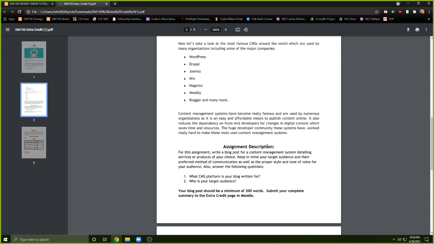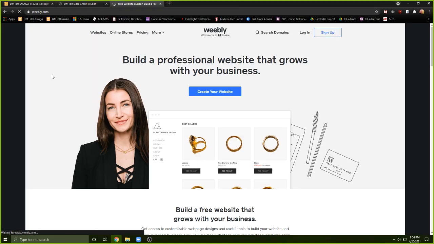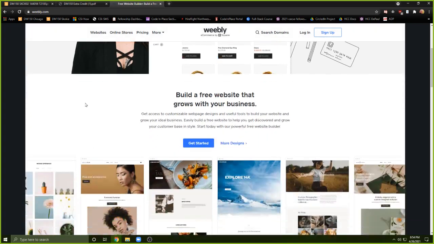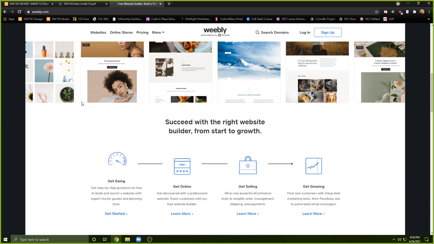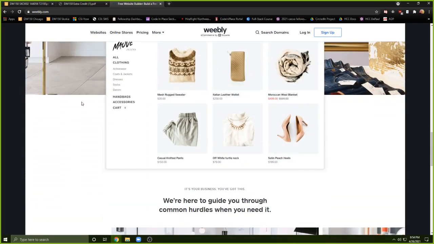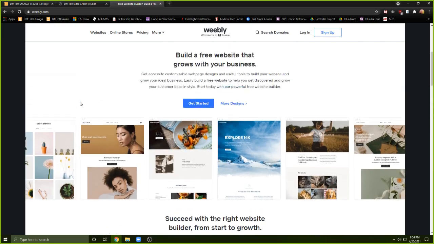What we want to do for our extra credit here, of course, at the bottom is where the full explanation is. You're going to answer two questions. The first is you're going to take a look at these content management systems, and you can just type them in online. For instance, Weebly has lots of interesting items online. It's a nice website builder that you can look at. You don't need to make an account or buy anything. Take some time to look around and see who it's made for.